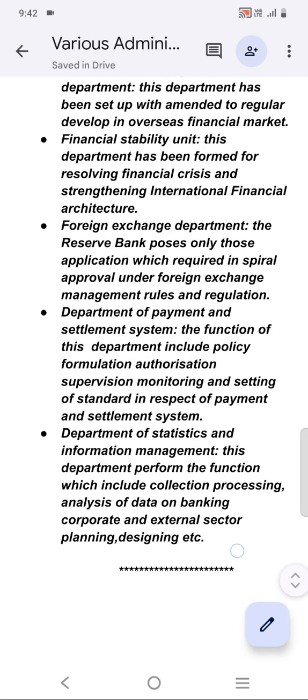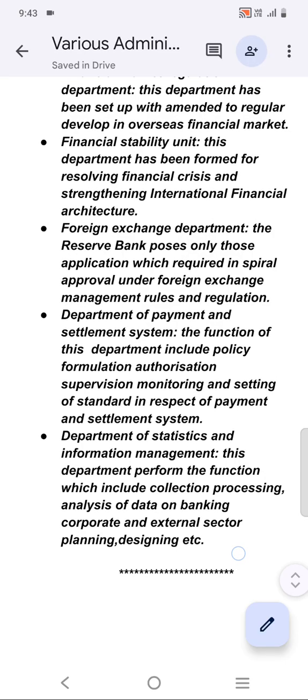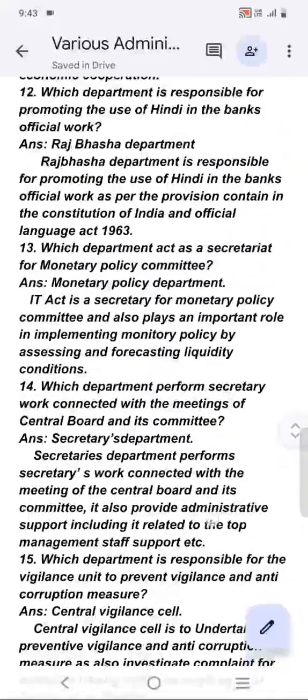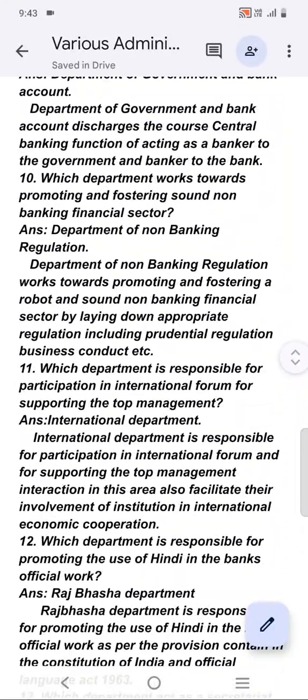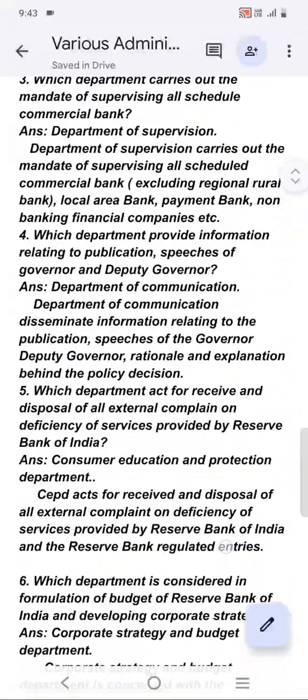And the last one is the Department of Statistics and Information Management. This department performs functions which include collecting, processing and analyzing data on banking, corporate and external sector, planning and designing. So these are the various departments which are included in the Reserve Bank of India.